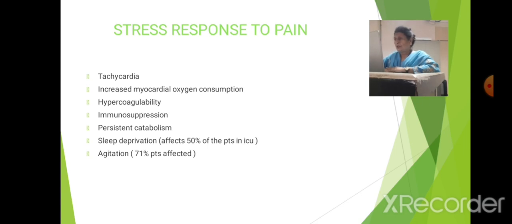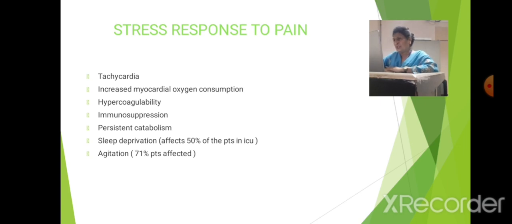Stress increases myocardial oxygen consumption. When there is a demand for myocardial oxygen consumption, after sedation, the demand can decrease. There is hypercoagulability. In this condition, we also use sedation. Immunosuppression. There is immunosuppression.